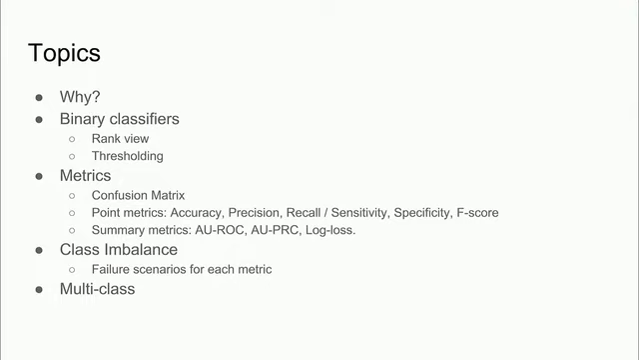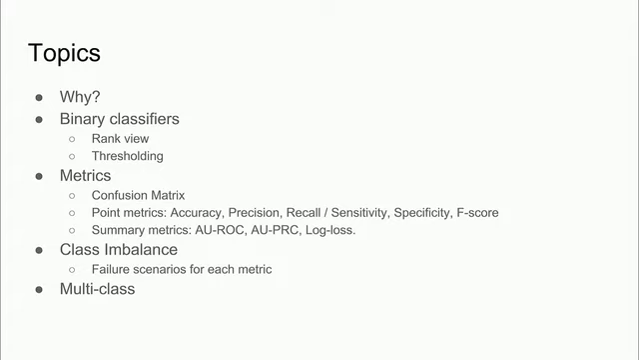Then we're going to dig in a little bit into the binary classifiers and get a bit of an intuition as to what the rank view of those things might be and various concepts of thresholding. Then we'll cover some specific metrics, starting with the confusion matrix and then deriving various point metrics from the confusion matrix, as well as some threshold-independent metrics, also known as summary metrics, including AUROC, AUPRC, and log loss.